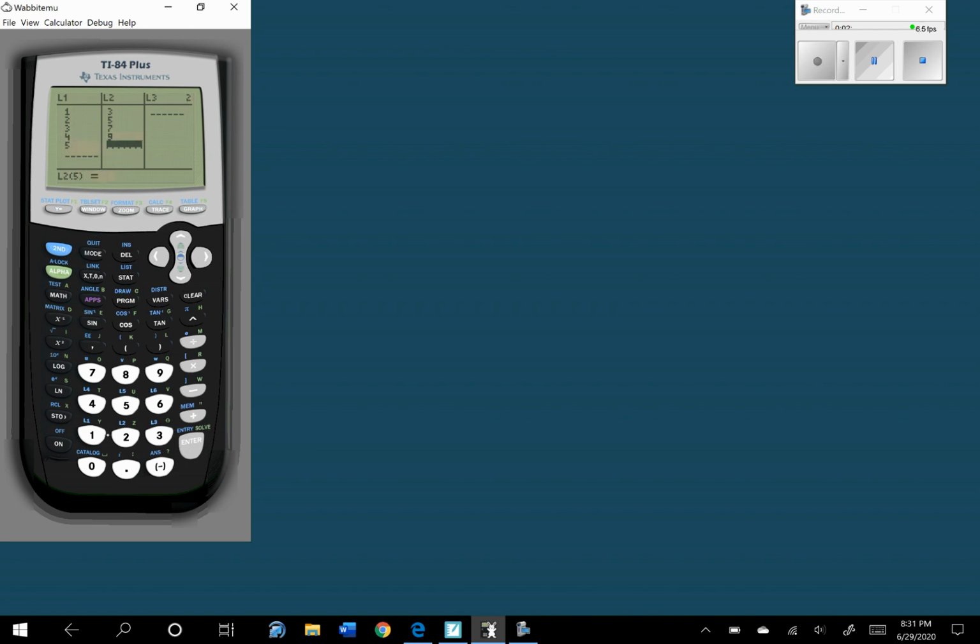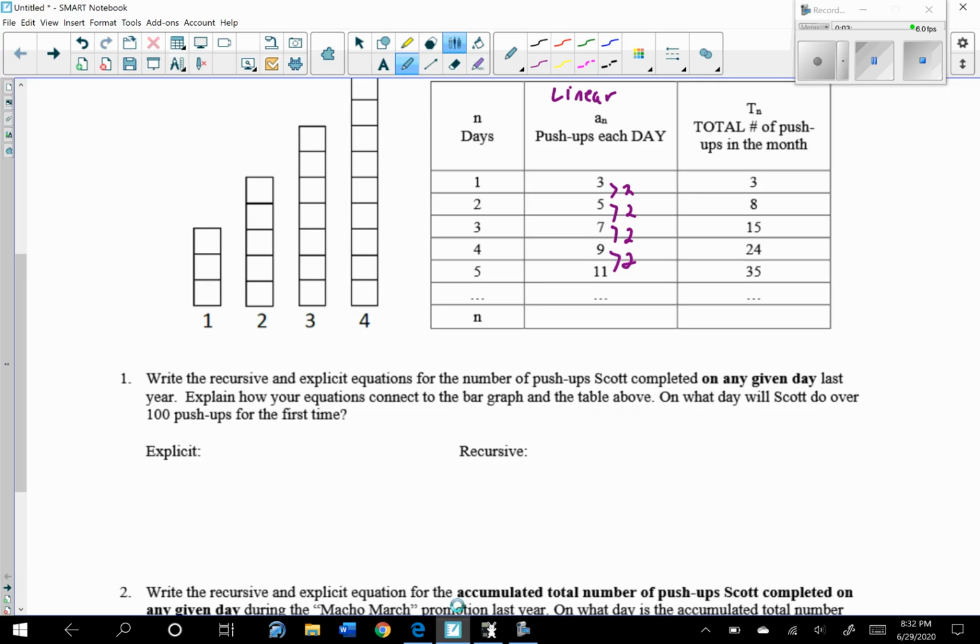So 5 and 11. And then remember we want linear, so stat, right arrow to calculate, number 4, and then go down to calculate. So A is 2 and B is 1. Remember that means this is 2n plus 1. So A sub n is equal to 2n plus 1.